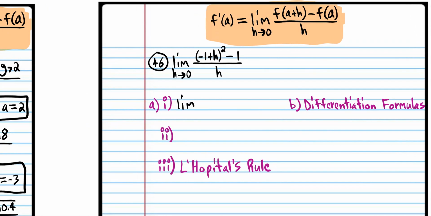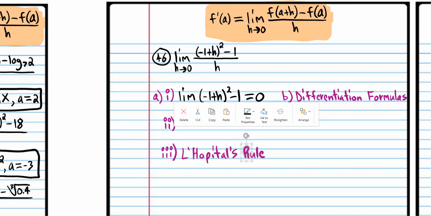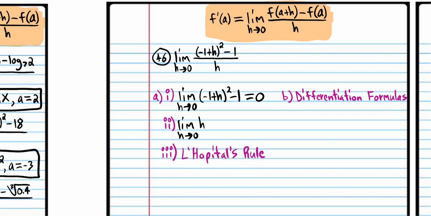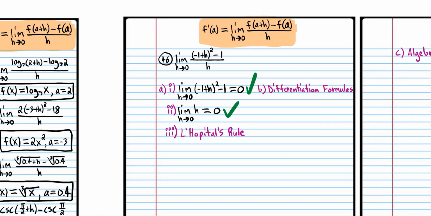We need to confirm that we have an indeterminate form, and I'm not going to do that, but you can plug in 0 for h and confirm that. We also need to figure out if the limit of the denominator equals 0, and that's obviously 0, so it checks out on both of those. So now we can use L'Hopital's rule. So I'm going to copy this.